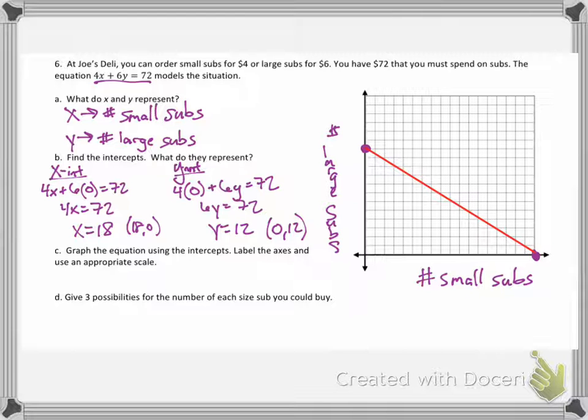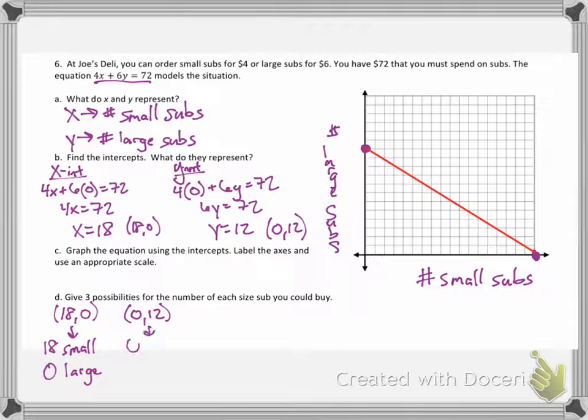So we already know 2 easy points off the bat. 18, comma 0 and 0, comma 12. So again, what that means, with the 18, comma 0, that's 18 small, 0 large.